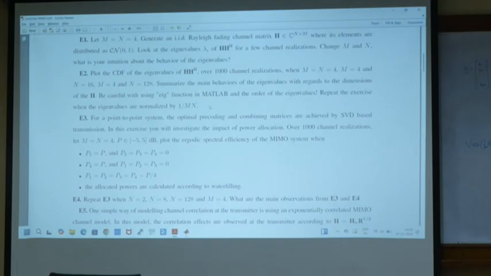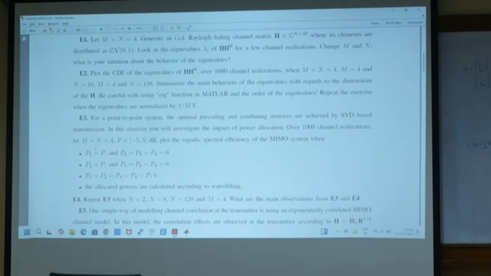Everybody knows MATLAB, right? So exercise 3: for a point-to-point system, the optimal precoding and combining matrices can be achieved using SVD. The professor has explained SVD-based precoding in his slides, but it requires channel state information at both the transmitter and the receiver. So in this exercise, you will investigate the impact of power allocation. Over 1000 realizations, let m equals n equals 4 and P is in -5 to 5 dB. Plot the ergodic spectral efficiency of the MIMO system for these 4 cases.